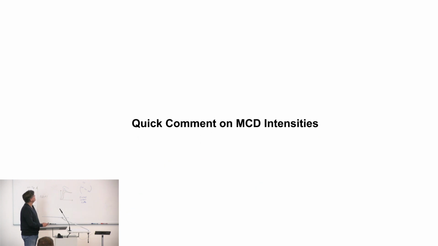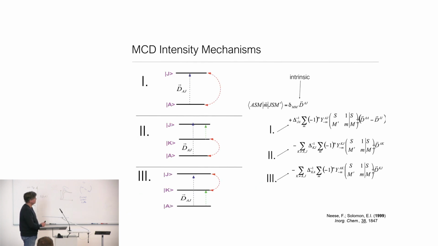Let me make a quick comment on MCD intensity. So throughout the development of that theory, you identify basically 3 mechanisms. The first one is the direct transition of the electronic ground state and the electronic excited state. That gives a pretty much negligible contribution to the MCD intensity. And the other 2 mechanisms involve the interaction of either the ground state or the excited state with an intermediate state K here by spin-orbit coupling. And that gives very fundamentally different contributions to the MCD spectrum.